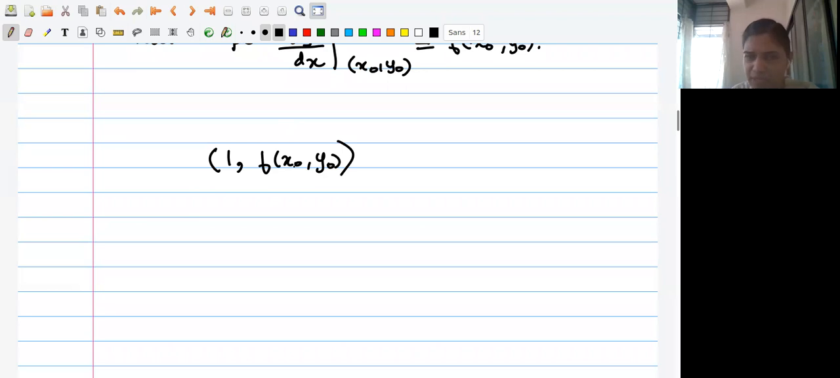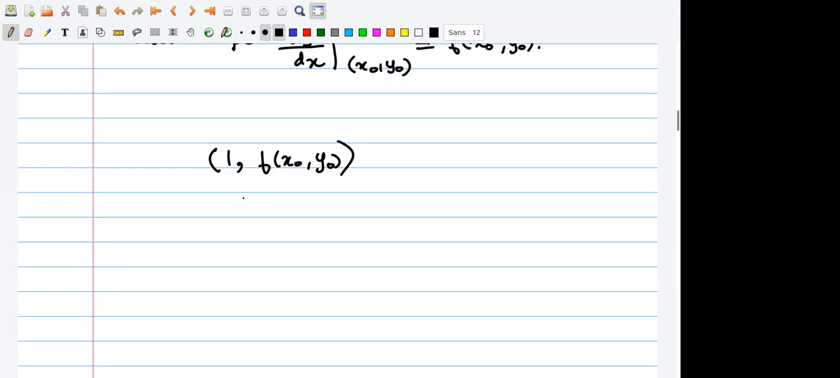Does it answer your question, Meghna? We are not associating a unit vector by putting 1 here. All this is doing is, this is one way of writing a vector with slope f of x naught y naught. Correct? Is that okay, Meghna? Yes, ma'am. Thank you, ma'am.